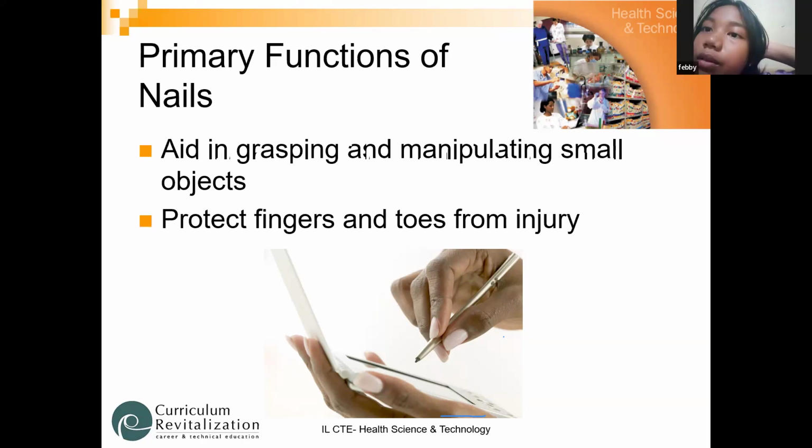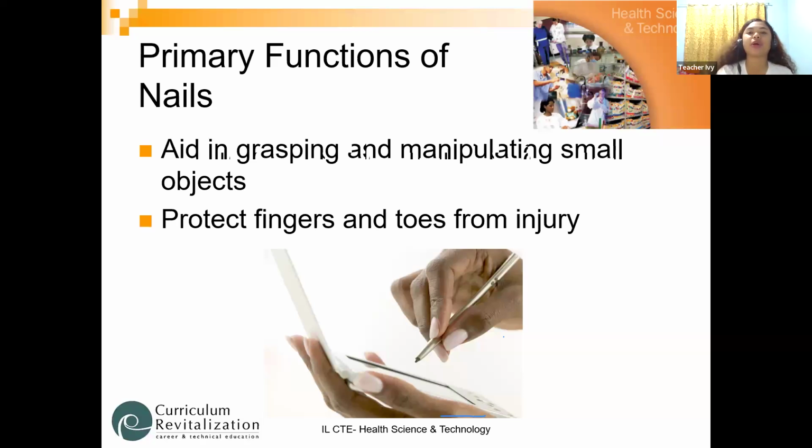Primary function of nails. Aid in grasping and manipulating small objects, protect fingers and toes from injury. Okay. Protect fingers and toes from injury. So these are the primary functions of the nails. Aid in grasping and manipulating small objects.